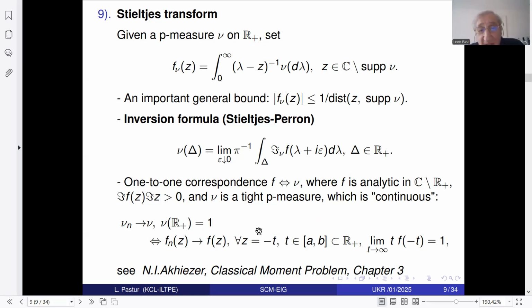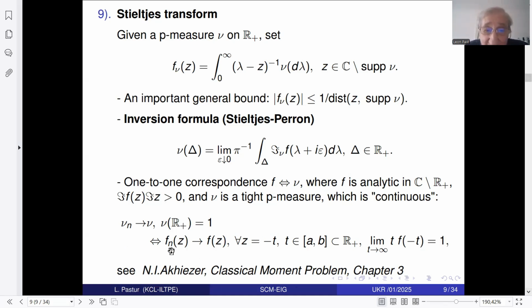So, if you have this one-to-one correspondence, and a sequence of weakly convergent measures, then the limiting measure exists and has this property. And the opposite: if you have a sequence of Stieltjes transforms, and you know the convergence on any interval, and you know that the limiting transform possesses this property, then the continuous correspondence is the case. Okay, it's a very interesting subject.